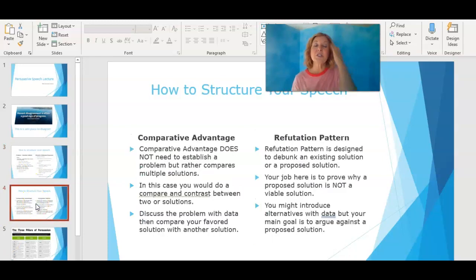All right, the next ones I want to talk to you about are comparative advantage and refutation pattern. So comparative advantage indicates what? Exactly. We're looking at two things and we're comparing them. So with comparative advantage, you're not fighting about the problem. We're all deciding that it's the same problem. If it's parking at the school or global warming or whatever it is, we're going to assume that we all agree that there's some level of problem. What we don't agree on is the solution. Okay, this happens all the time.